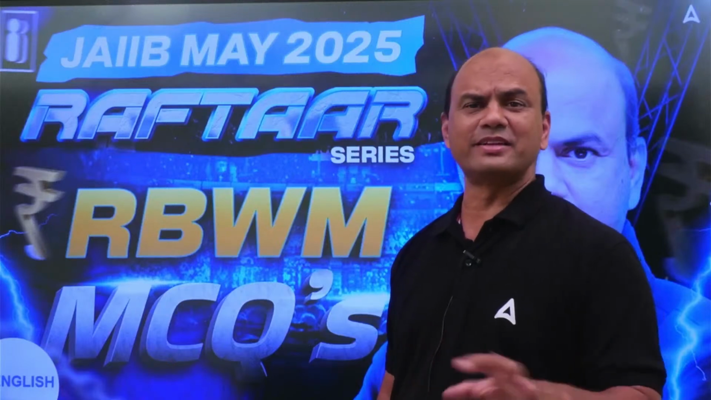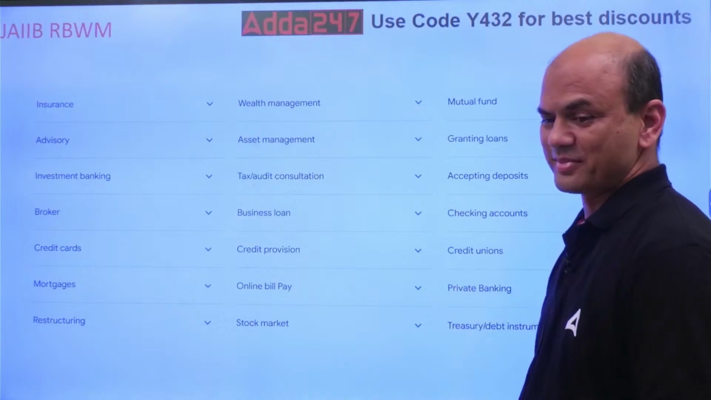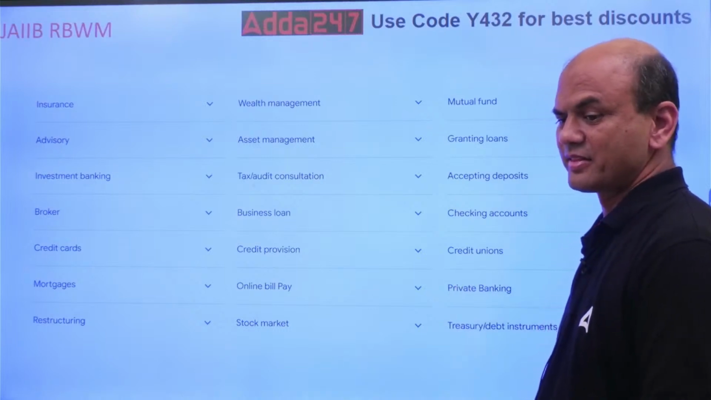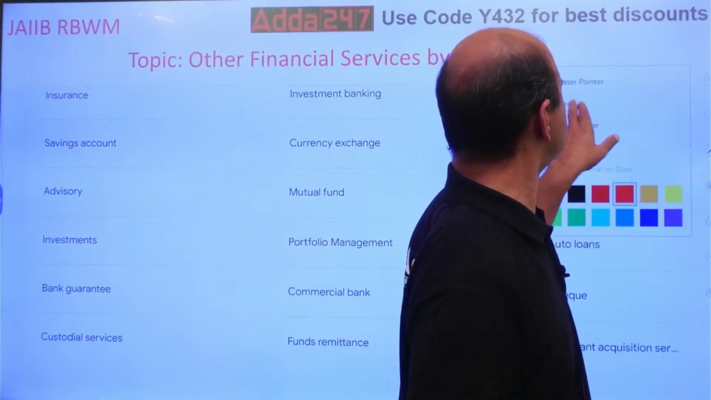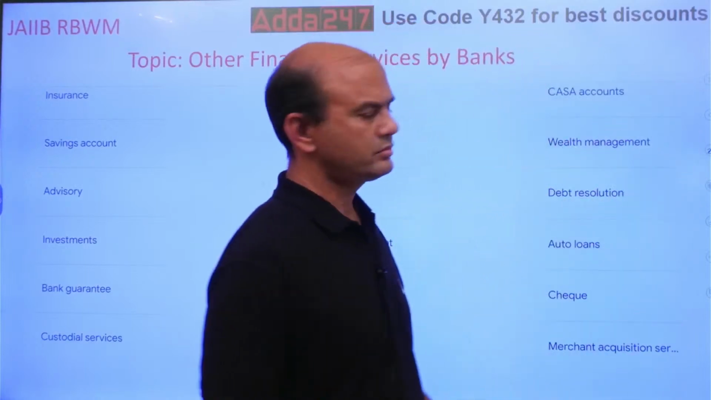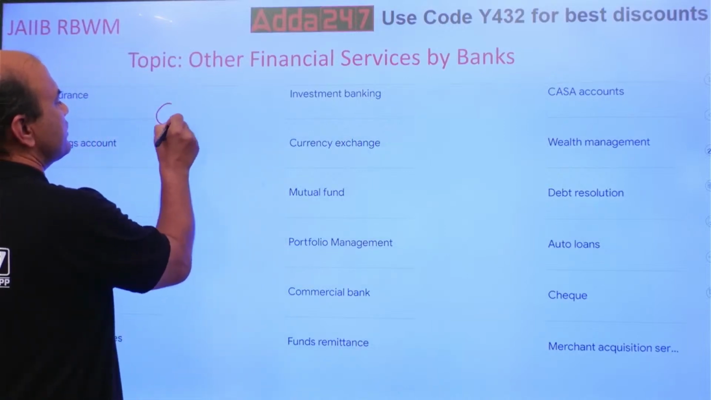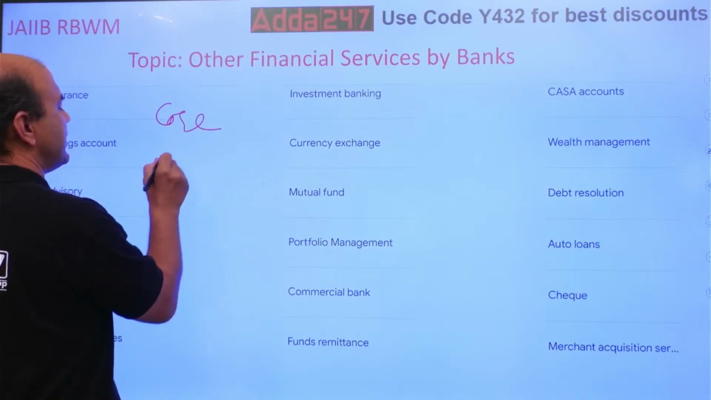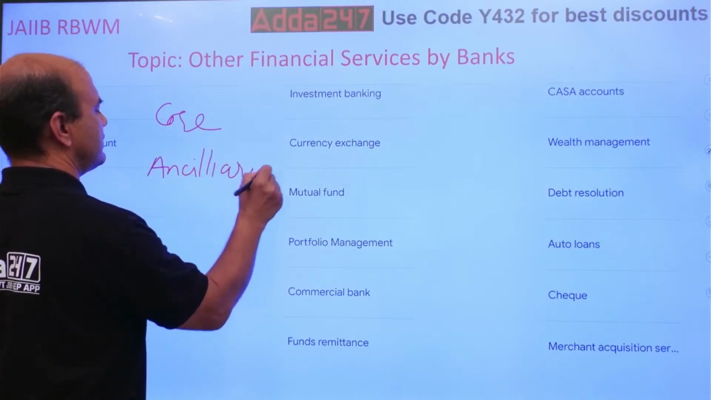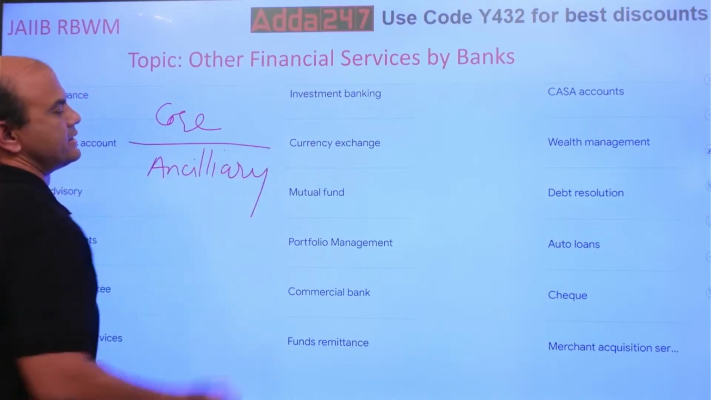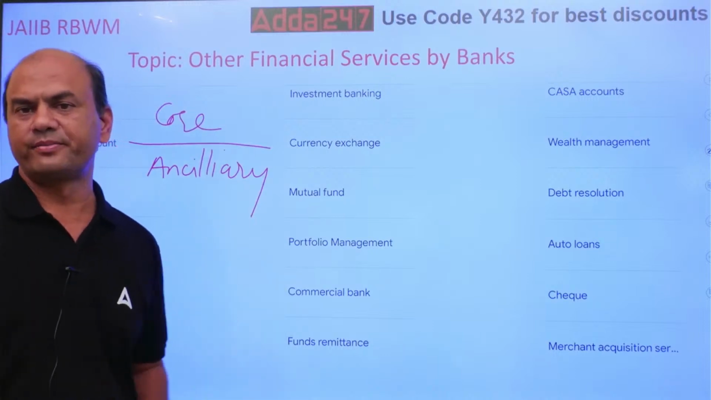See, today is complete theory. Let's start. Let me add the topic. Which are the two services? One is core banking services, and the second is ancillary. All the services can be divided into these two parts.